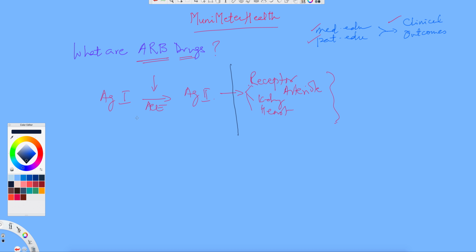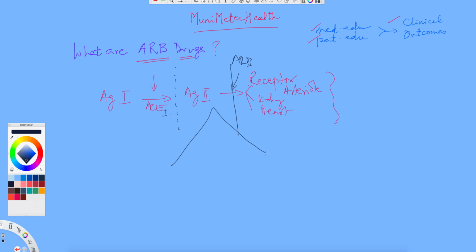Remember, when we discussed the ACE inhibition, they were blocking at this level because the ACE was formed, but angiotensin 1 to 2 conversion was not happening. So that's where the ACE inhibition was happening. But here the ARBs are working at this level, where angiotensin 2 is not getting attached to these receptors. Okay, so the action is pretty much the same, because angiotensin 2, what does it do?